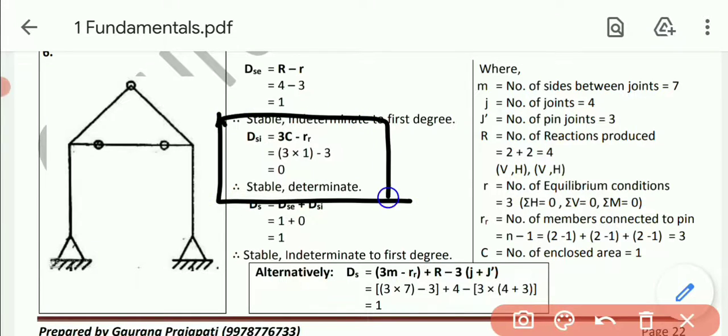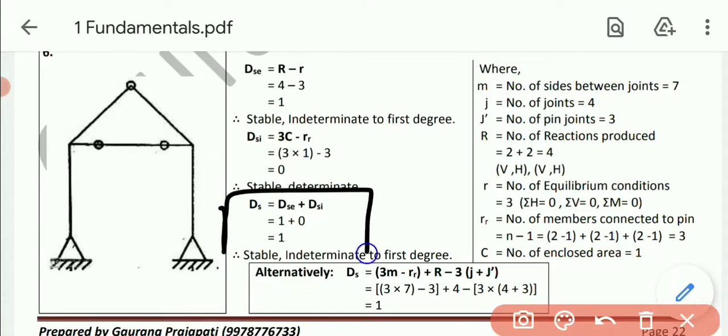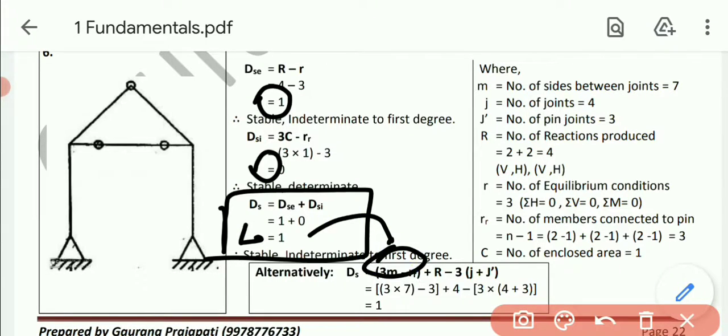DSI, 3C minus RR. 3 times C, that is 1, and RR, that is 3. So 3 into 1, 3, minus 3, answer comes 0. So stable and determinate. And finally DS, DSC plus DSI, 1 plus 0, answer comes 1. So stable and indeterminate to first degree.